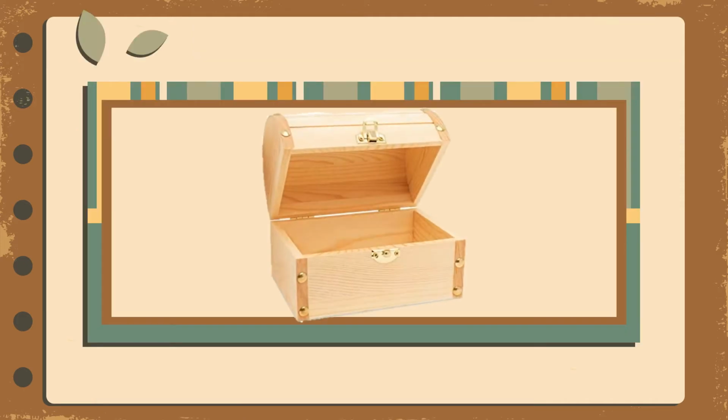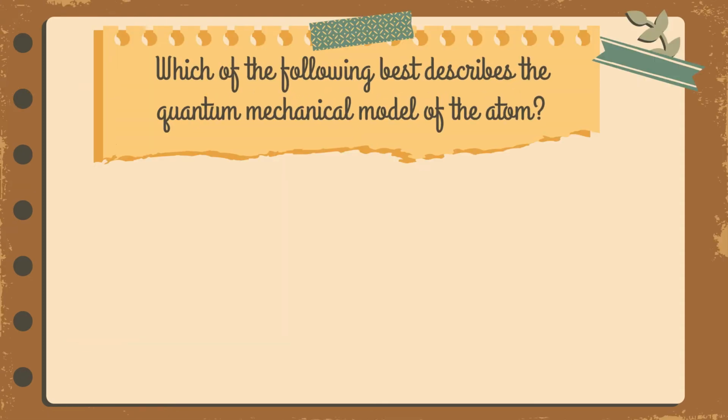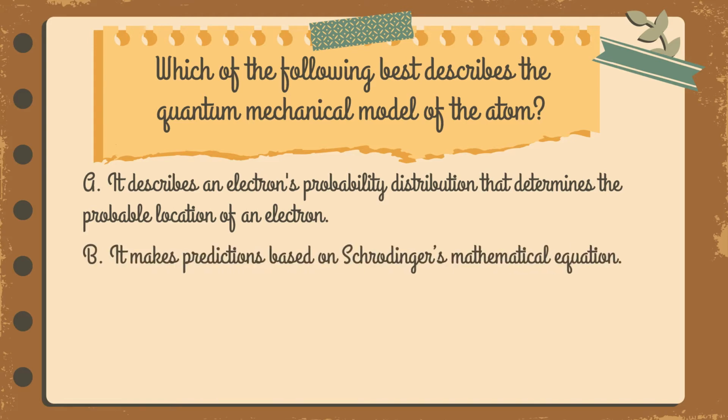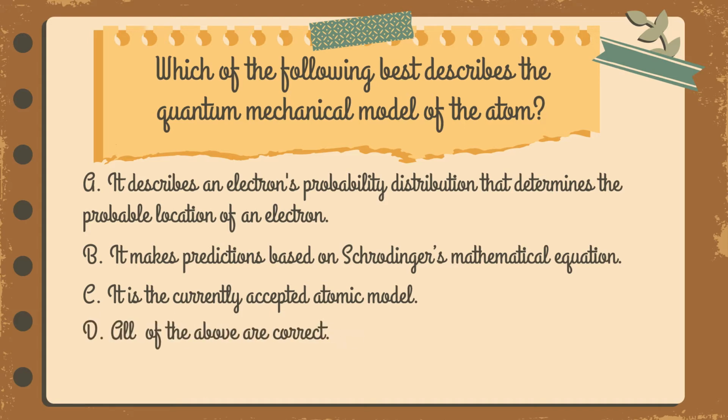Now, before we proceed, let's have the question bank. Which of the following best describes the quantum mechanical model of an atom? A. It describes an electron's probability distribution that determines the probable location of an electron. B. It makes predictions based on Schrödinger's mathematical equation. C. It is the currently accepted atomic model. Or D. All of the above are correct. The answer is letter D. All of the above statements are correct about the quantum mechanical model.